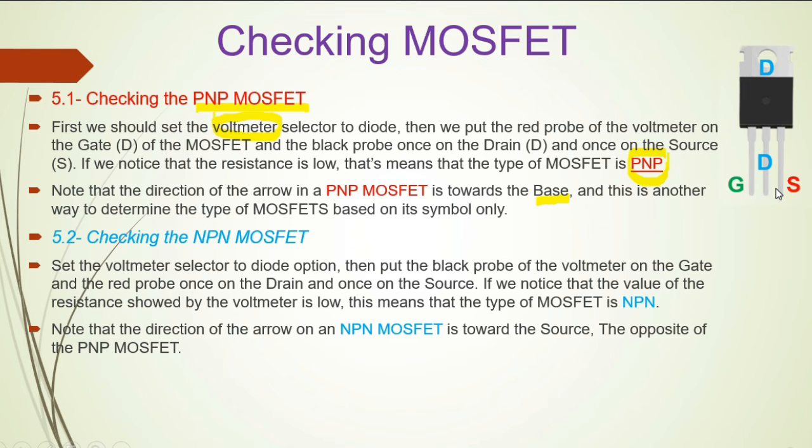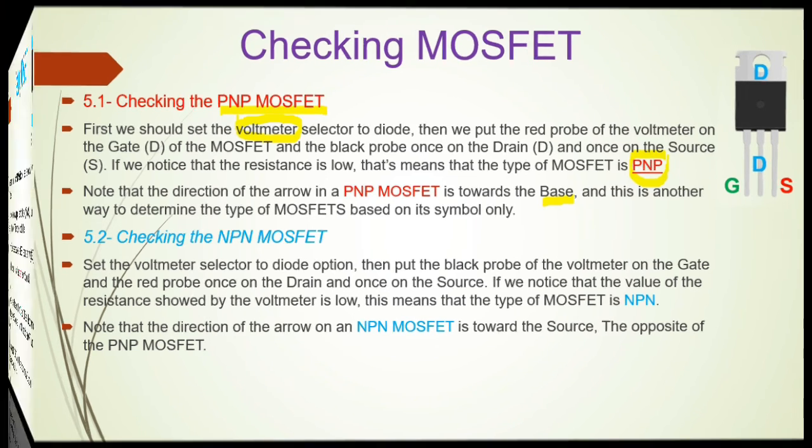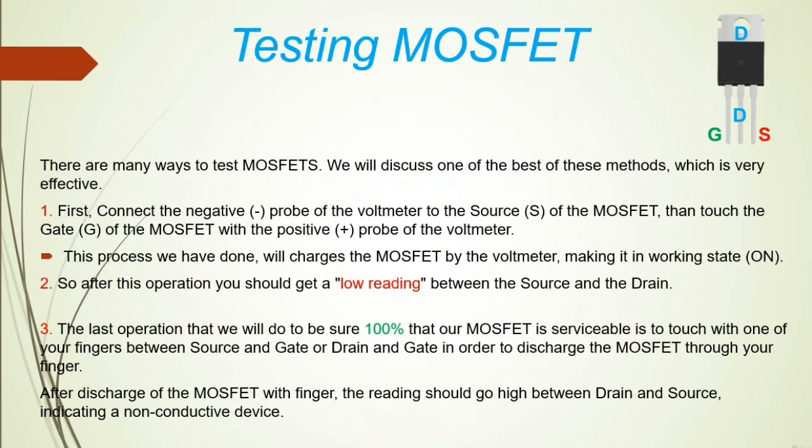So this is the MOSFET. To check if this MOSFET is PNP or NPN, we should use the voltmeter or multimeter. If we place the black probe in the gate and the red probe once in the drain and once in the source, and we measure a low resistance with the voltmeter, that means this MOSFET is NPN. Okay? Now we are going to see how to test the MOSFET. Okay? So let's get started.